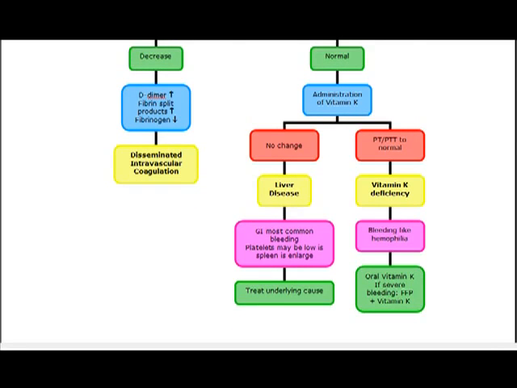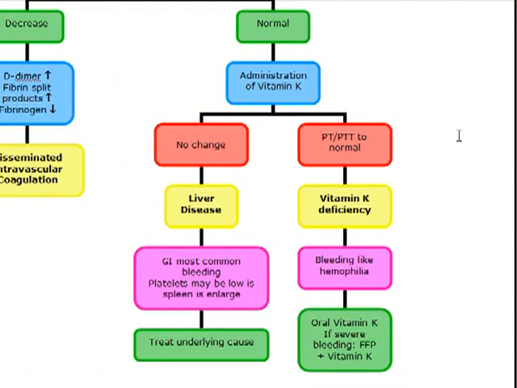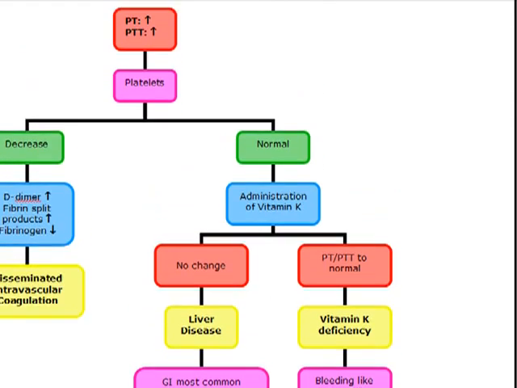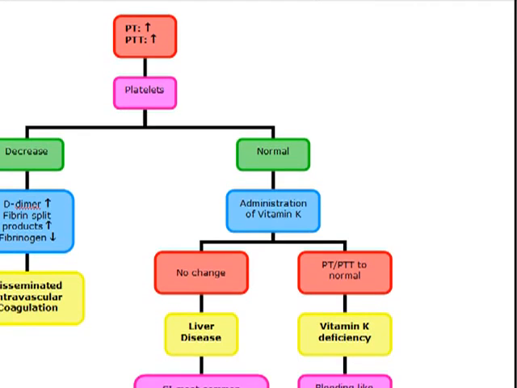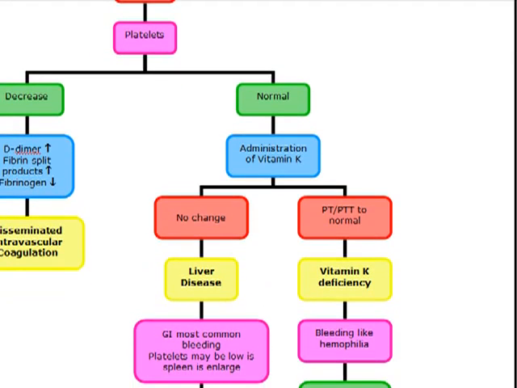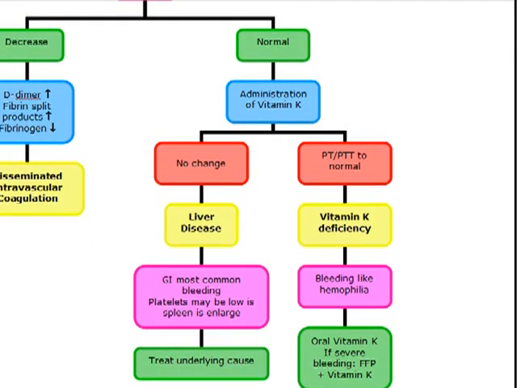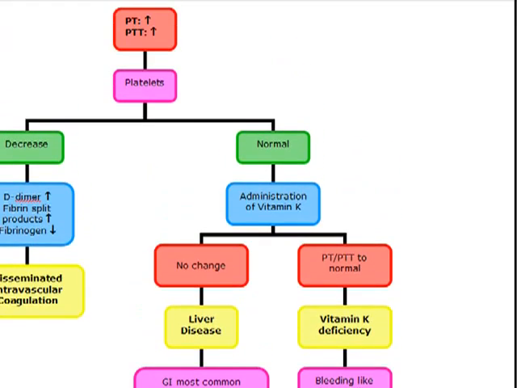Both your PT and PTT are going to be elevated, and basically, oral vitamin K is going to be used to treat it. And if it's severe bleeding, you're going to add FFP. So this is going to be coagulopathies part 2, DIC, liver disease, and vitamin K deficiency, and how to distinguish amongst them.